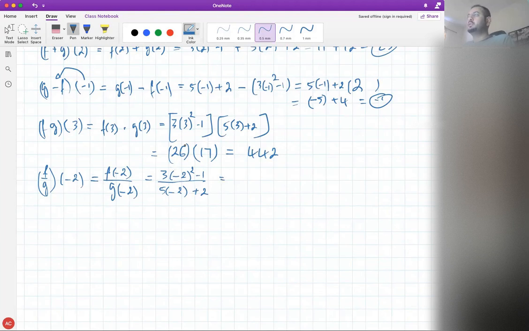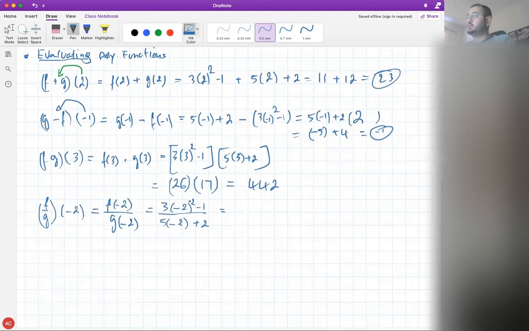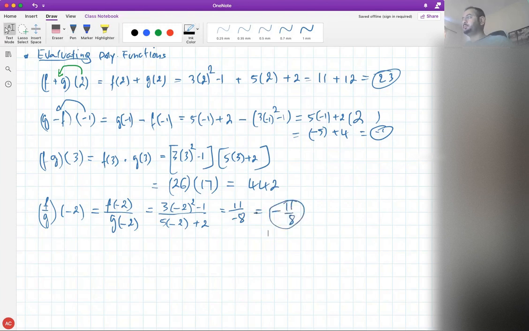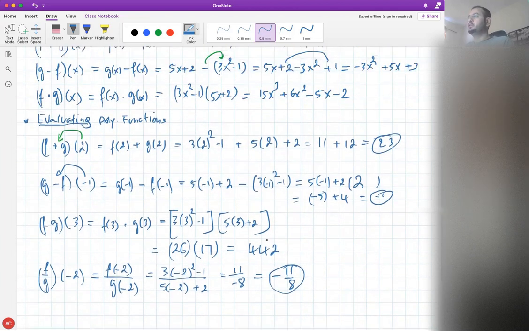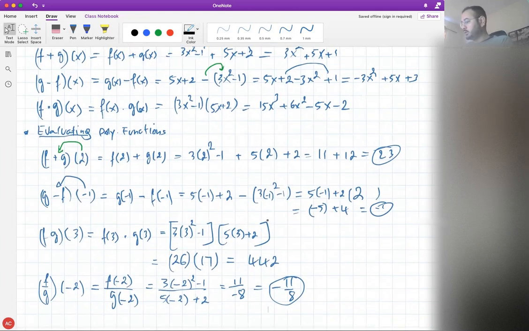And again, the rest is just simplifying using the order of operations. So we'll do the exponent first. -2 times -2 here, that's 4, times 3, that's 12, minus 1 is 11. Over -2 times 5, that's -10, plus 2 would be -8. And that's it. Reduce the fraction if possible, simplify it. If not, that's fine. This case doesn't reduce, so that's the answer.